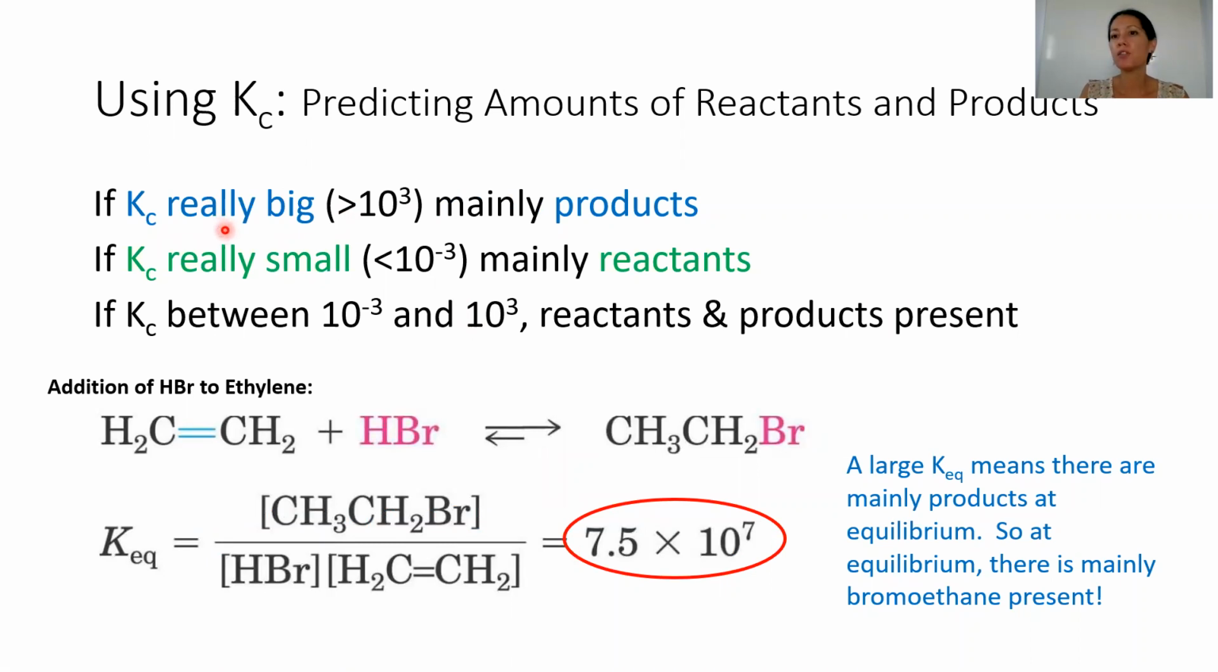You can predict the amounts of reactants and products knowing Kc. If Kc is really small, you mainly have reactants. Somewhere in between, you have both present.